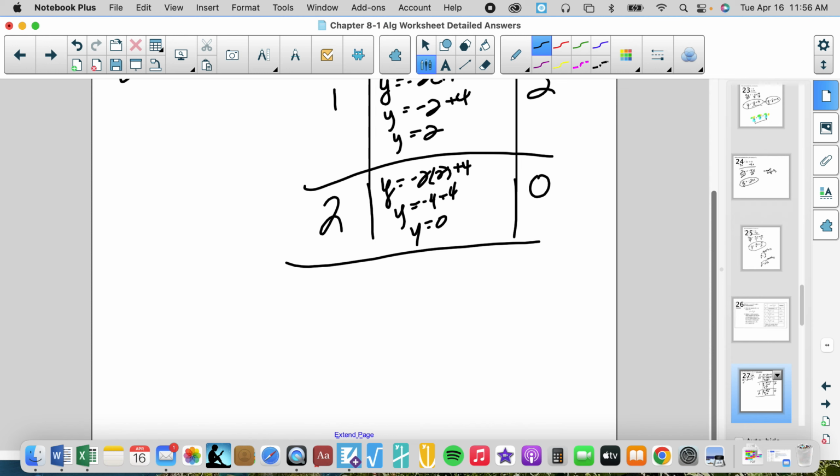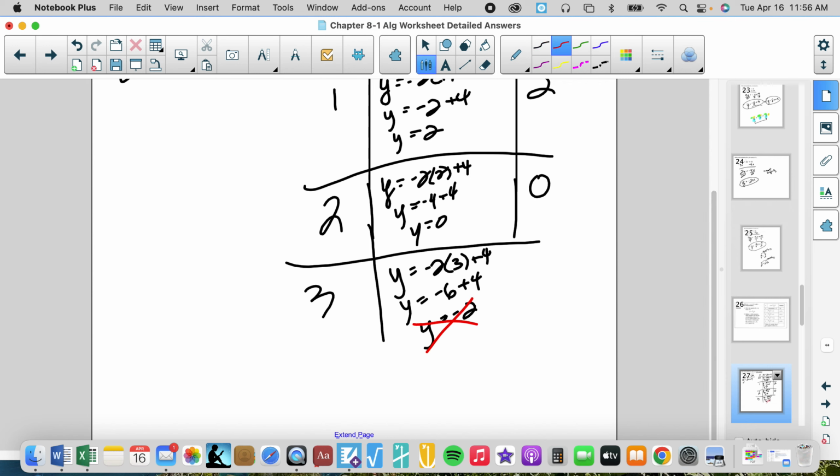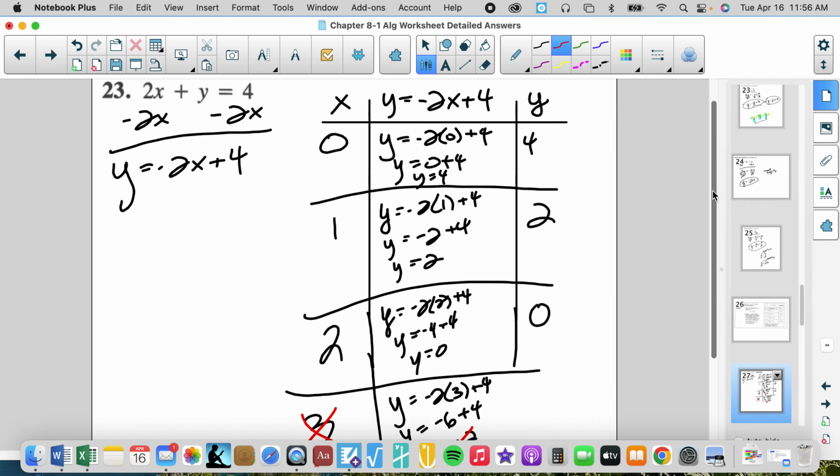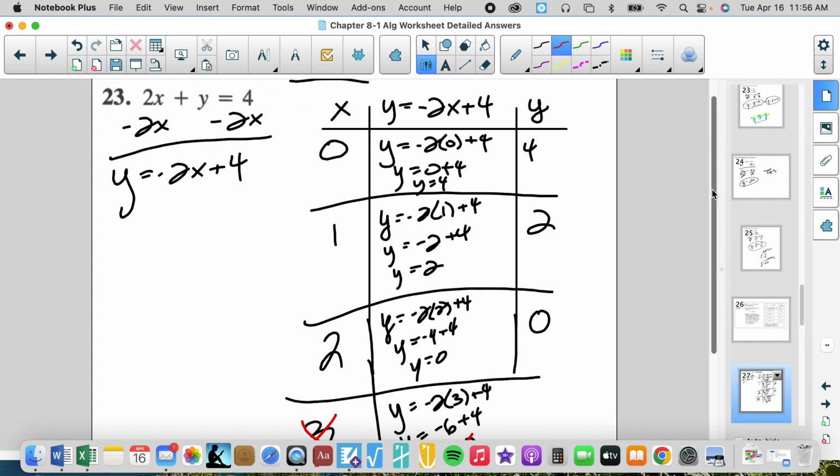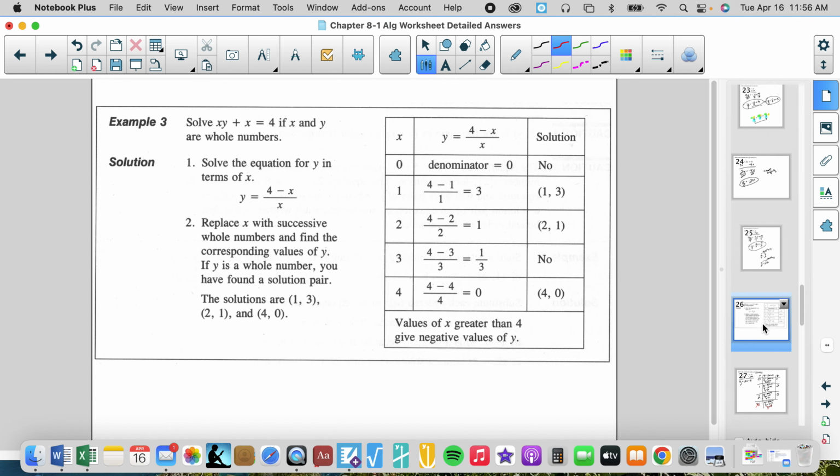Let's go to the next whole number. For my x value 3, y equals -2 times 3 plus 4, y equals -6 plus 4, y equals -2. Not a whole number. So that is not a solution. So my solutions are 0, 4. Do they list them?